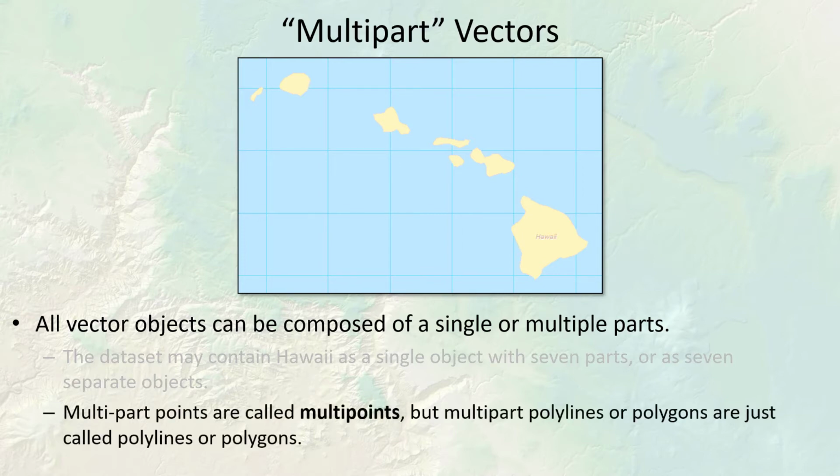The difference to you between the state of Hawaii, if it was multi-part or each one was separate, means that in ArcGIS, could you click on one of the islands and get information just on that single one? Or if you clicked on it, would all of them become selected and you get information on the entire batch? That's how it shows up for you.